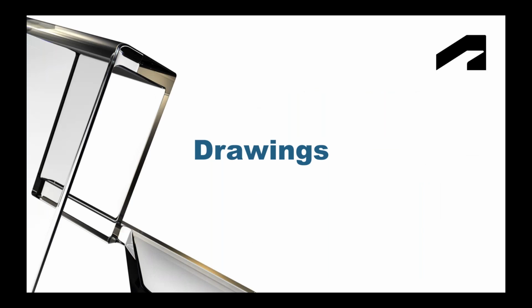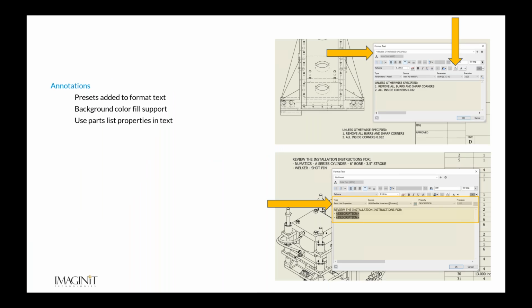Speaking of drawings, a couple little things that they've added within here. One, and I like this, is when I put in text, I can have presets. Again, we see this continuing theme of presets as we go through. So I could have a standard text tool that I want to drop in, and I can do that. We can have background color fill, so I could list something out that has a background color, and I can use parts list properties in a text box.